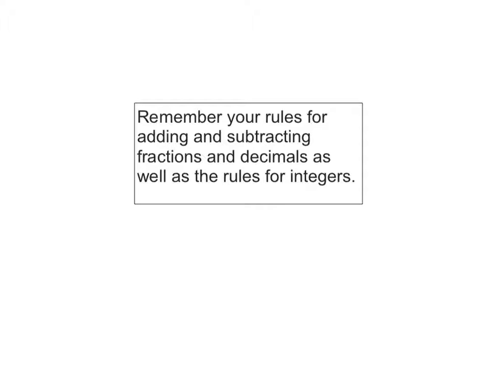The biggest thing we need to do when we're adding and subtracting with fractions and decimals is just remember what our rules are. If we're adding and subtracting fractions, we need to first get a common denominator, and then we do the adding or subtracting with the integers. With decimal numbers, we need to make sure we line up the decimal point so that we then are lining up our place values to add or subtract with those. And then just remember your rules for integers.